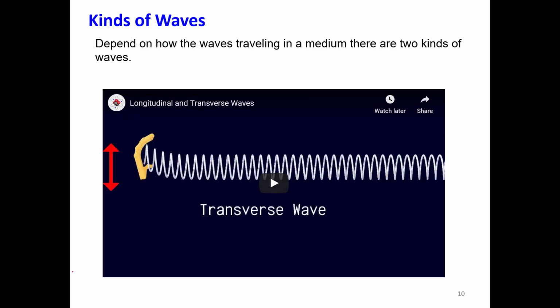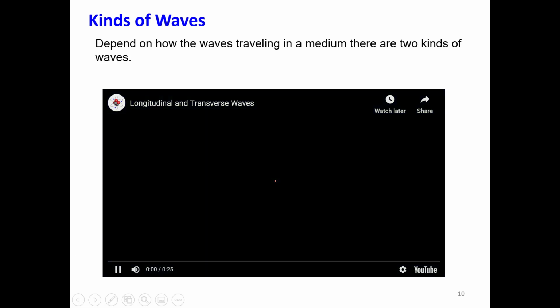Now, depending on how waves travel in a medium, we can see two different kinds of waves. One is longitudinal, the other one is the transverse wave. I want you to watch this video, and then we will discuss what longitudinal waves and transverse waves are. Let's watch this video first.